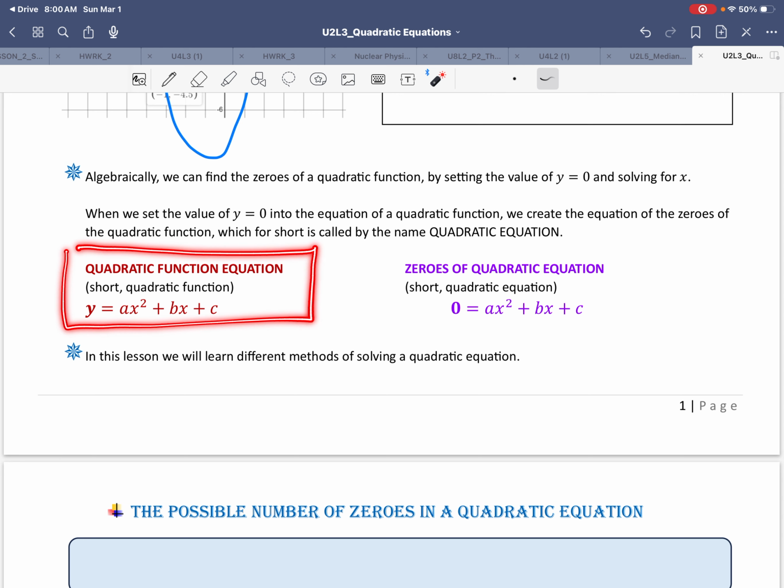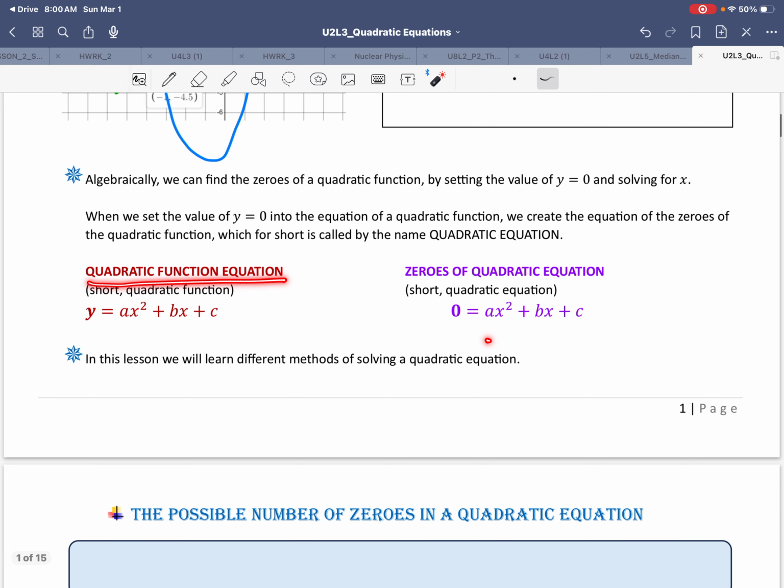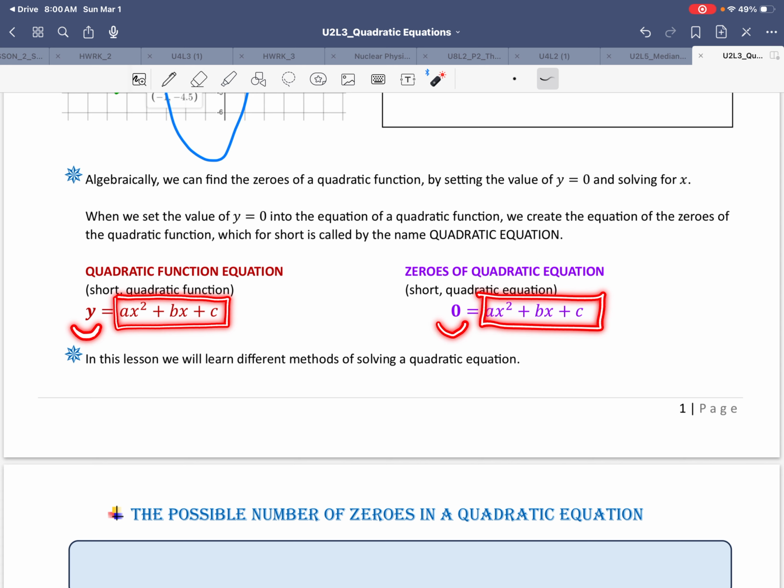So, what you see in here in red is the equation of a quadratic function, and what you see here in purple is the equation of the zeros of the quadratic function. When you look at this, you see that the right sides of these two equations are exactly the same, but the left sides are different. This one here has a value of y, and this has a value of 0.